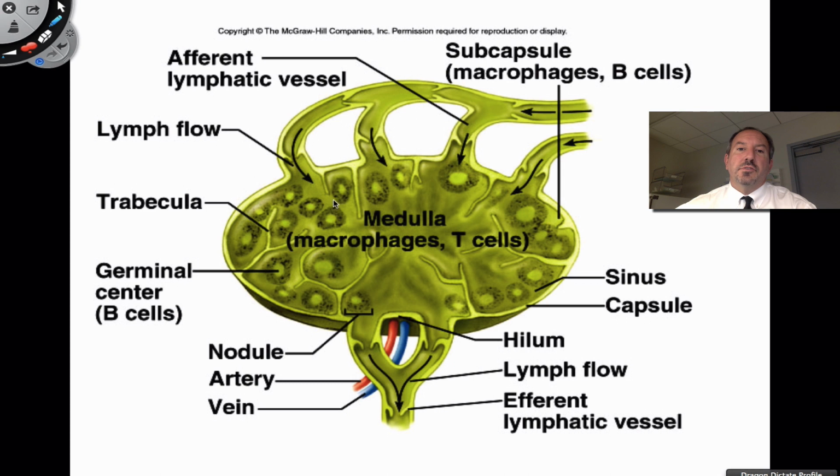The fluid is circulating through this medullary area right here where there's a lot of macrophages and T cells. The sinuses, again, are where the lymph is flowing. And this hilum area is the point where there's blood. Now, obviously there needs to be blood coming to the node to supply all these cells with oxygen and nutrients. So that's what this particular area is. The lymph is flowing in an efferent as it leaves. And so basically that's your lymph node right there.